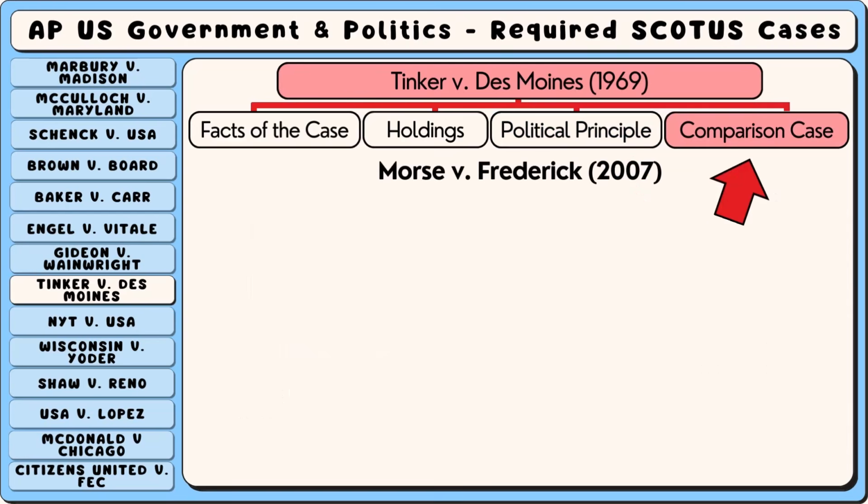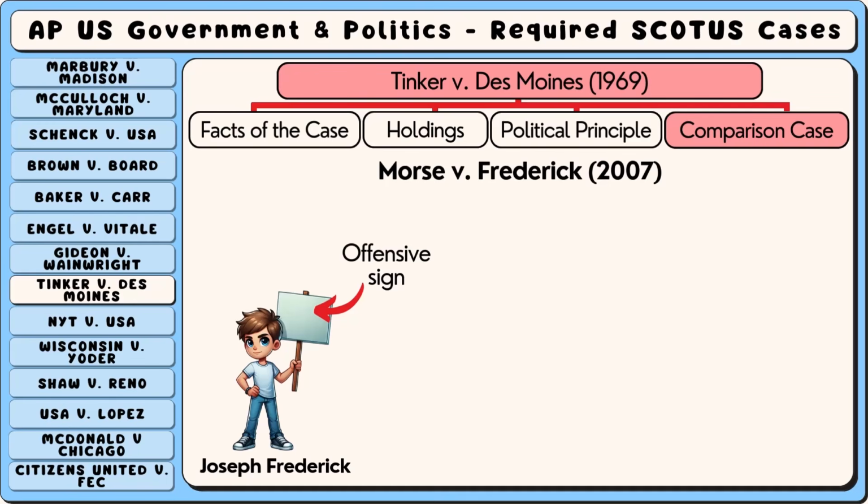Now let's compare this case to Morse versus Frederick, which went before the court in 2007. In that case, a student named Joseph Frederick held up a large banner that read, "Bong Hits for Jesus," while standing across the street from his school during a public parade.